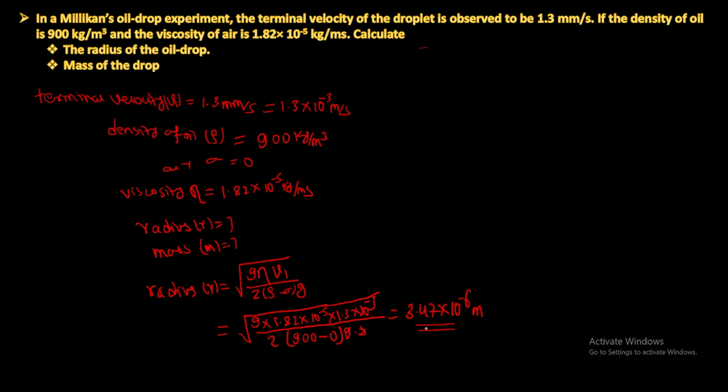The first answer is 3.47 into 10 to the power minus 6 meter. This is the radius of the given oil drop. Now move to the second question. We have to find the mass of the given oil drop.